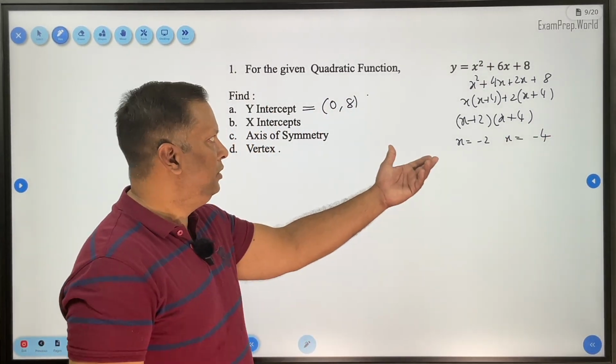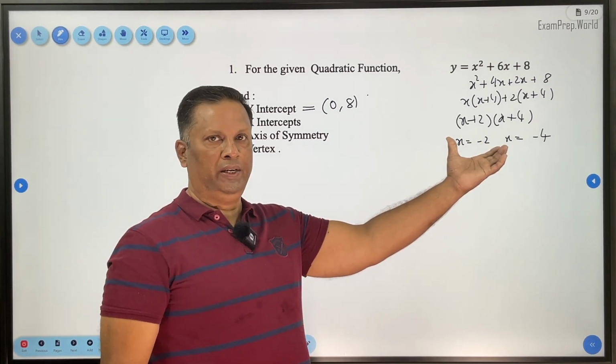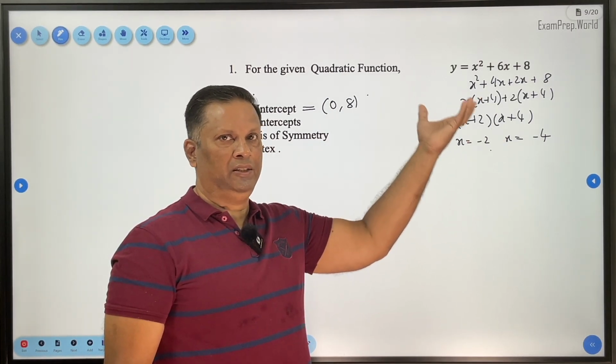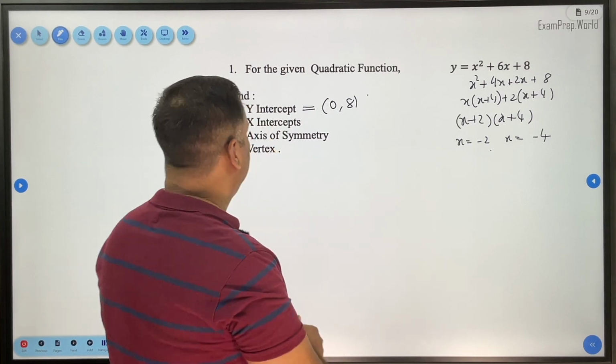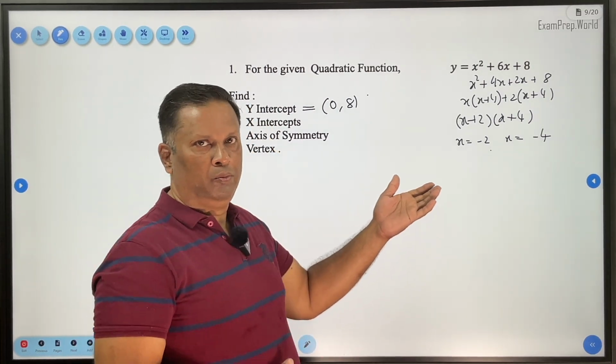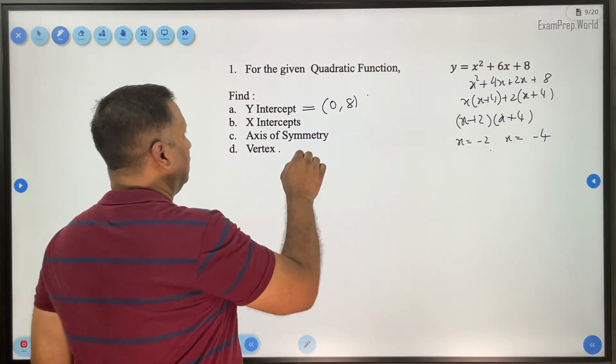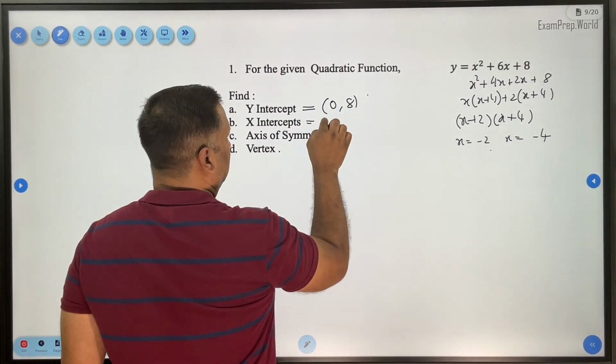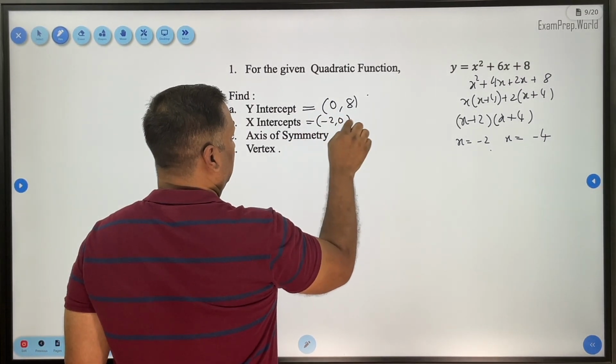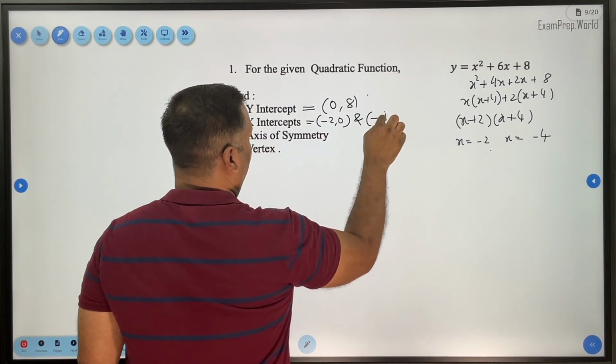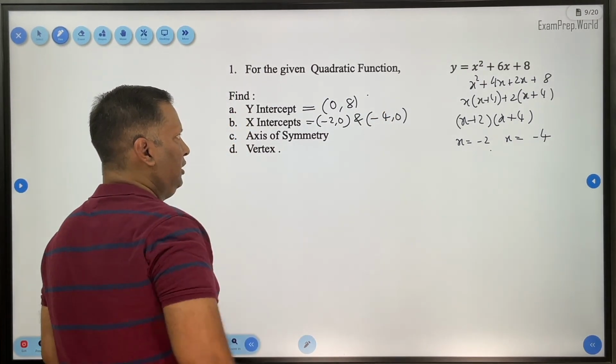So, within a few seconds we could find the x-intercepts by factorizing and using the splitting the middle term method. You can also use the quadratic formula for finding this. So, the x-intercepts are (-2, 0) and (-4, 0), both are on the negative side.